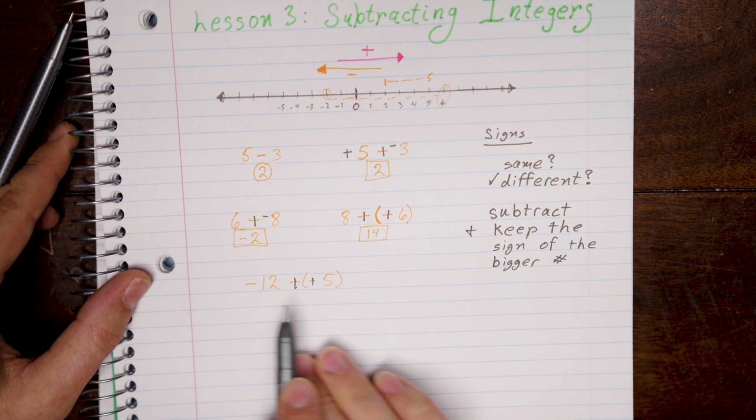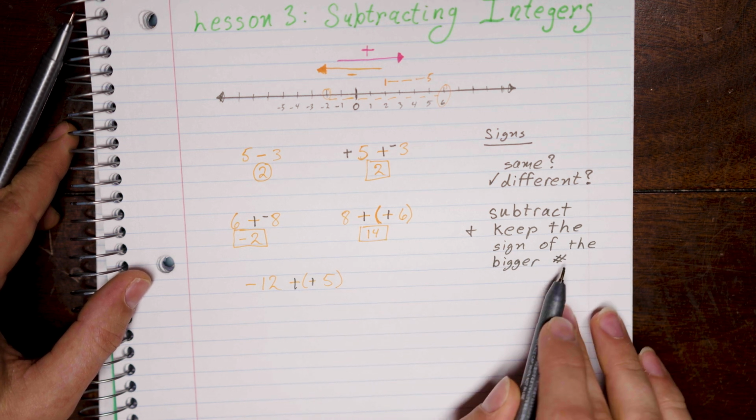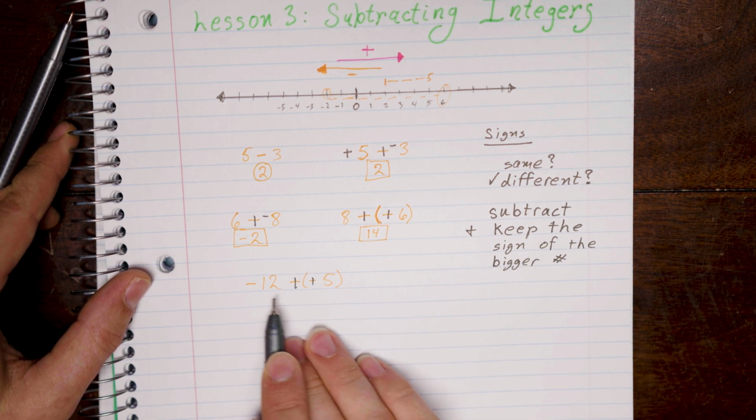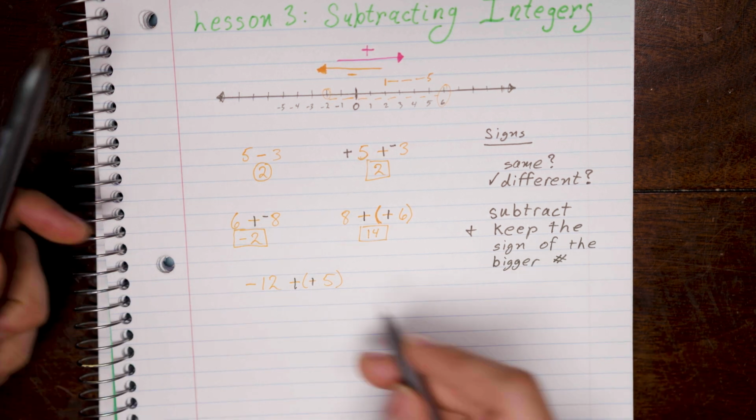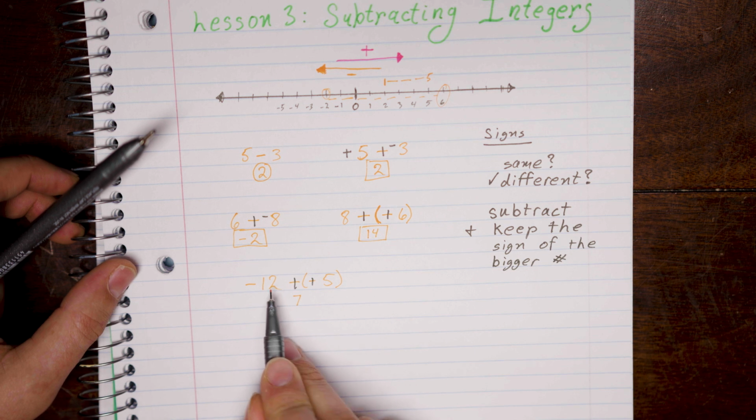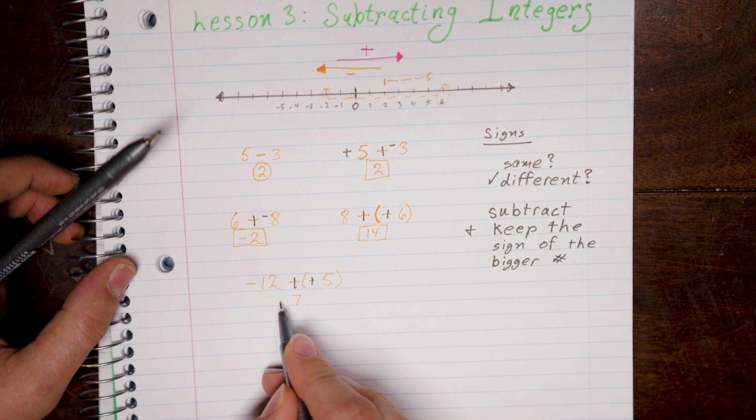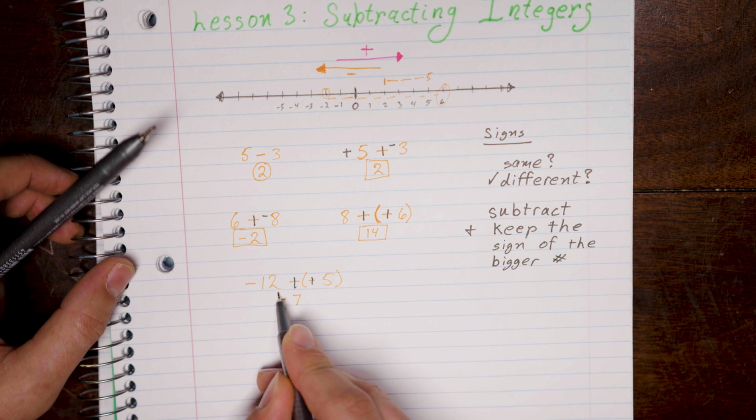Okay, so we've got a negative and we've got a positive. Signs are different, so we subtract and keep the sign of the bigger number. So 12 minus 5, of course, is 7. And we look here, so is 12 or 5 bigger? Of course, the 12 is bigger, and it's the negative one. So our answer is -7, right?